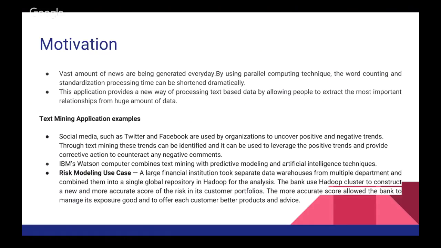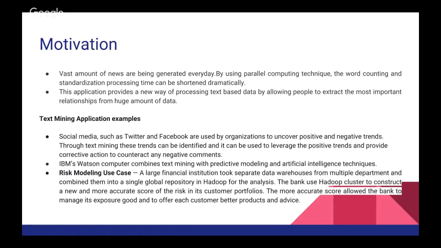Text mining application examples. Social media such as Twitter and Facebook are used by organizations to uncover positive and negative trends. Through text mining, these trends can be identified and used to leverage the positive trends and provide corrective action to counteract any negative comments. IBM's Watson computer combines text mining with predictive modeling and artificial intelligence techniques.